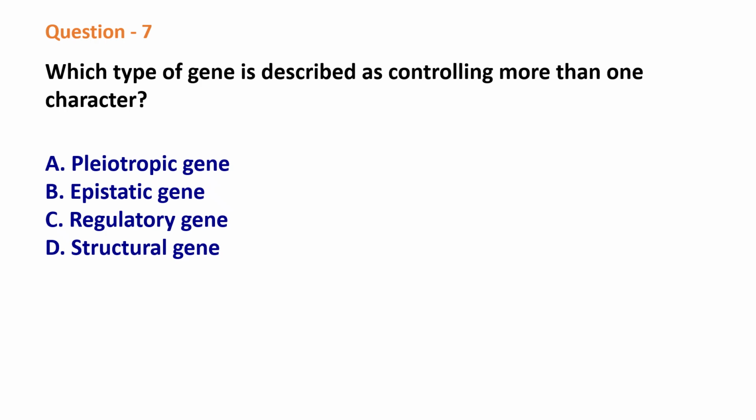Question 7. Which type of gene is described as controlling more than one character? Options: pleiotropic gene, epistatic gene, regulatory gene, structural gene. The correct answer is pleiotropic gene.